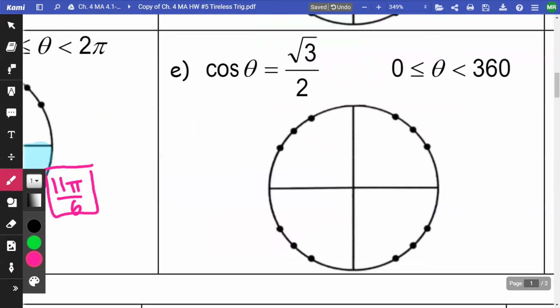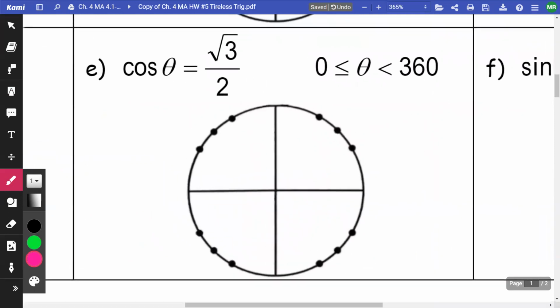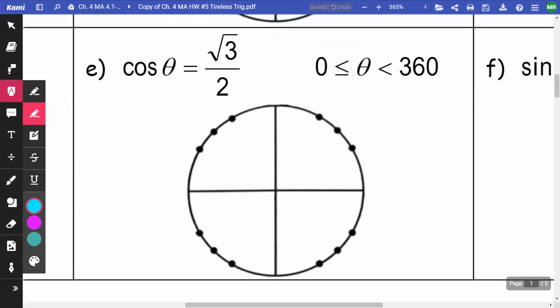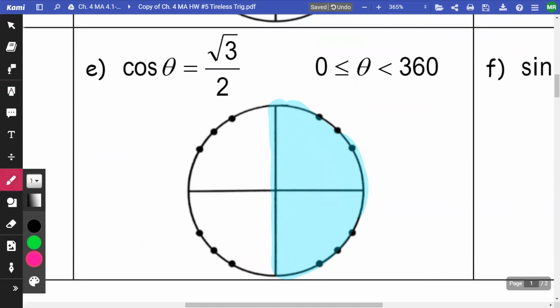On E, my cosine positive is going to be in quadrants 1 and 4. And I want this in degrees. And my cosine being a root 3 halves, that is going to be here and here. And so this is going to be 30 degrees and 330 degrees.